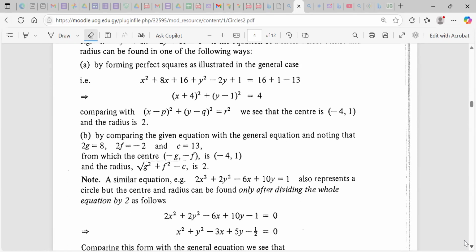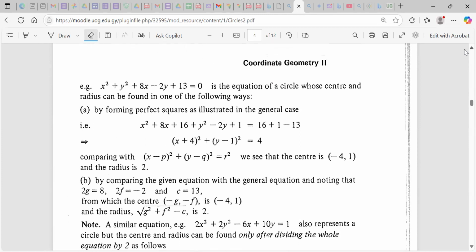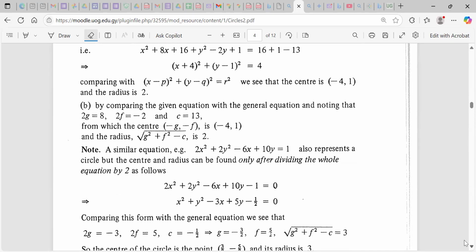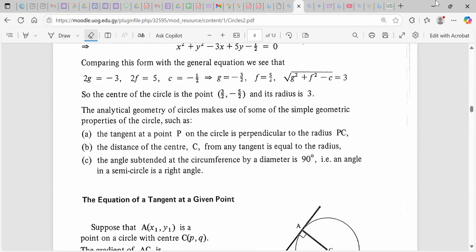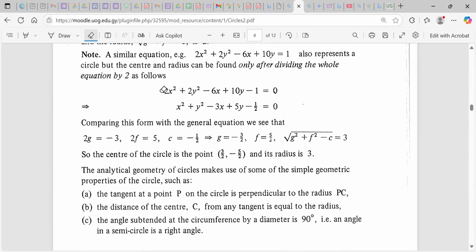Yeah, we looked at this example and the two ways that we can go about getting the center as well as the radius, right? By completing the square or by comparing with the general form of the equation, right? Yeah. And then I think we were discussing this equation now, right? That's this equation here.